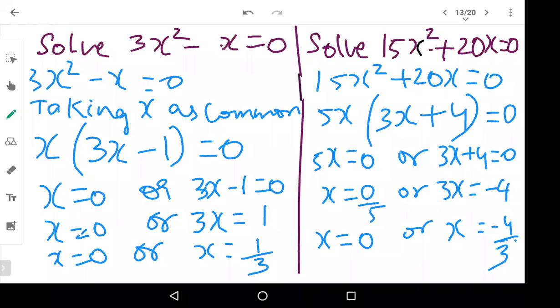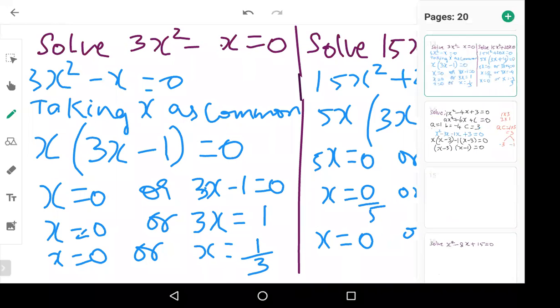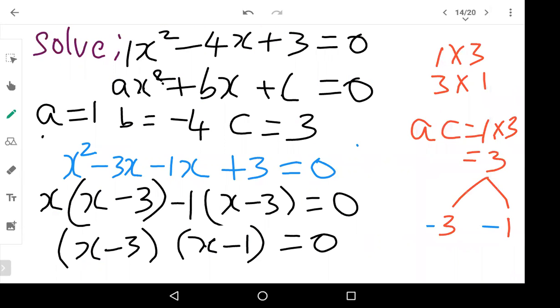Okay, good. So yeah, let's go further. And so we were solving this problem yesterday, right? So let us resolve this problem. This is very important.